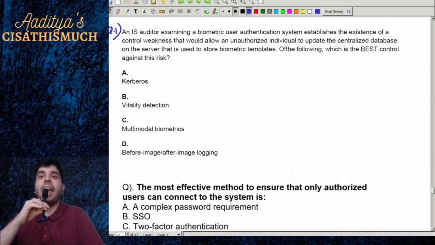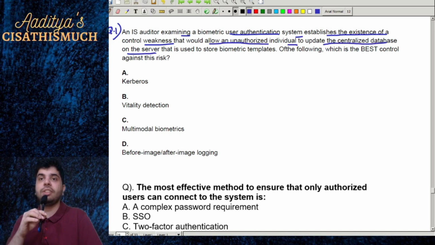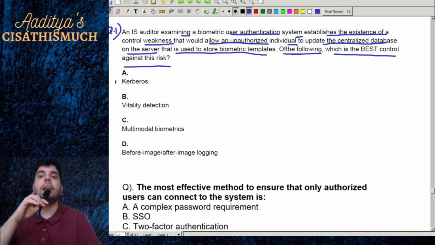An IS auditor examining a biometric user authentication system establishes the existence of a control weakness that would allow an unauthorized individual to update the centralized database on the server that is used to store biometric templates. Which of the following is the best control against the risk? A, Kerberos. B, vitality detection. C, multi-modal biometrics. D, before image after image logging. The correct answer is Kerberos.